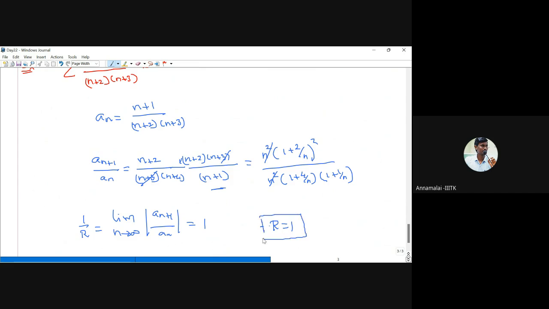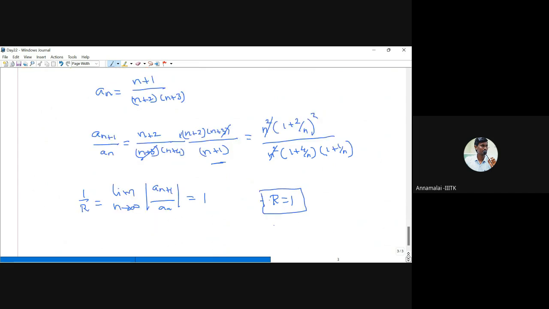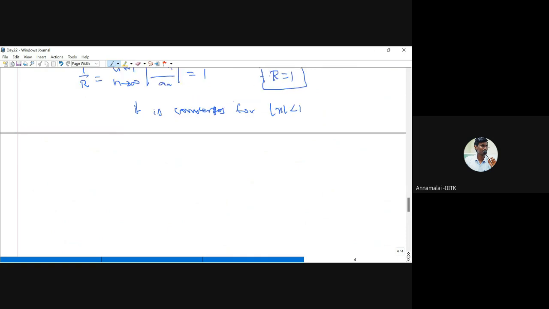Therefore we get the radius of convergence is 1, therefore the series converges for mod x strictly less than 1 and diverges for mod x greater than 1. Then what happened? Mod x equal to 1. That is the question. Therefore, there are two possibilities for x, right? Either x equal to plus 1 or x equal to minus 1.